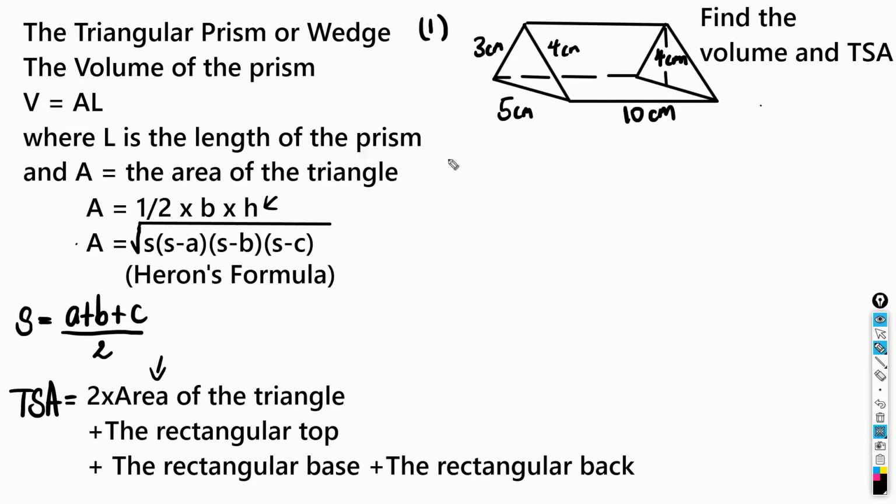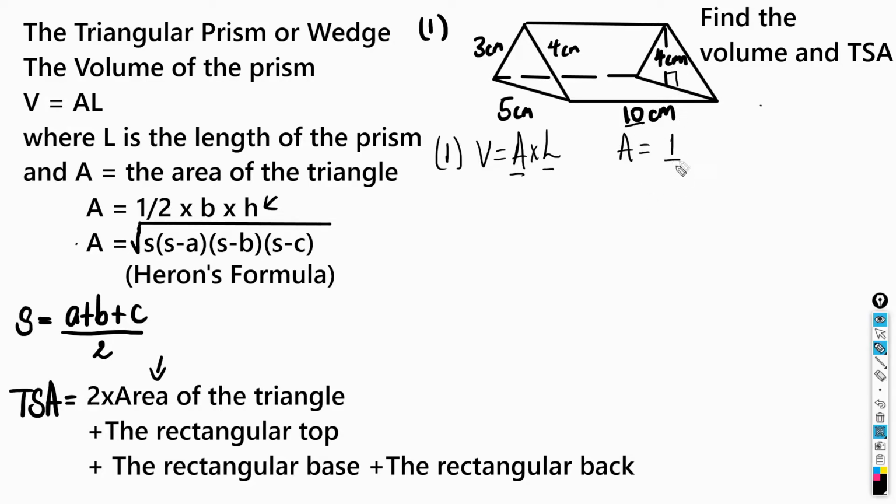So for the first one here, we know that the volume is equal to the area multiplied by the length, cool? And in this case, we need to find the area, okay? Because we need the area to multiply it by the length, which in this case is 10 centimeters. And to find the area, we can use half base times height for the triangle, because luckily we have the perpendicular height in this example, okay?